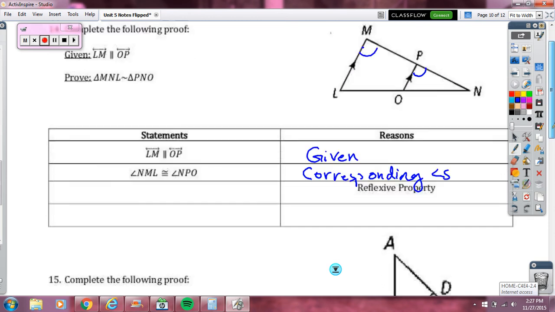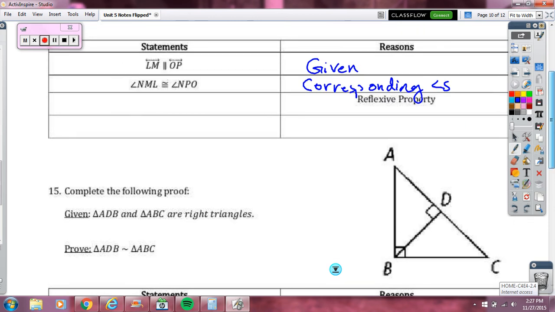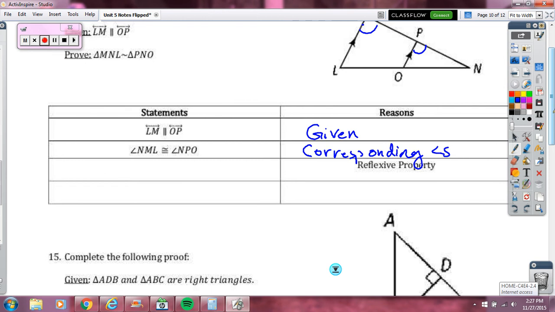So they would be congruent when I have parallel lines. If I'm using the reflexive property, that means I'm saying something is congruent to itself. My whole goal is to prove that these two triangles are congruent, and when I look at what they have in common, the thing that they would both have would be this guy, angle N. So I'll say angle N is congruent to itself by my reflexive property.